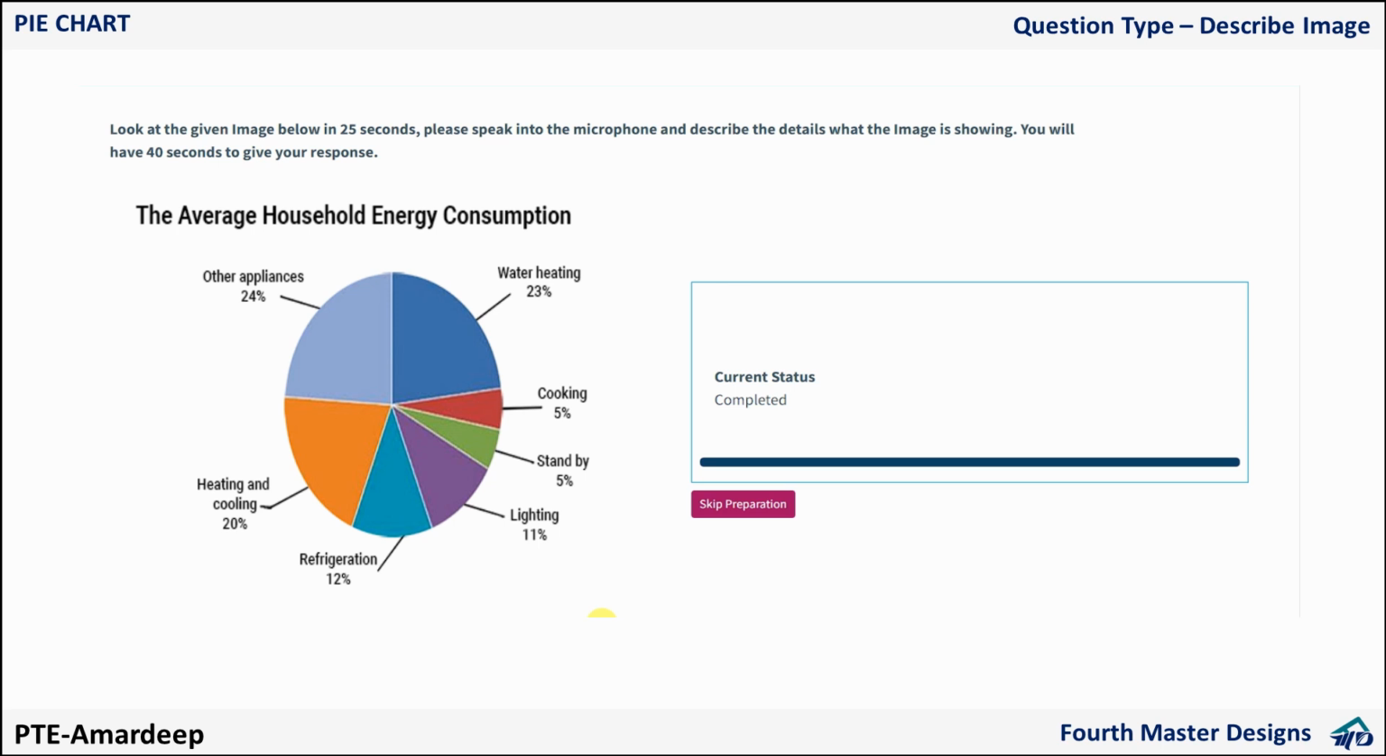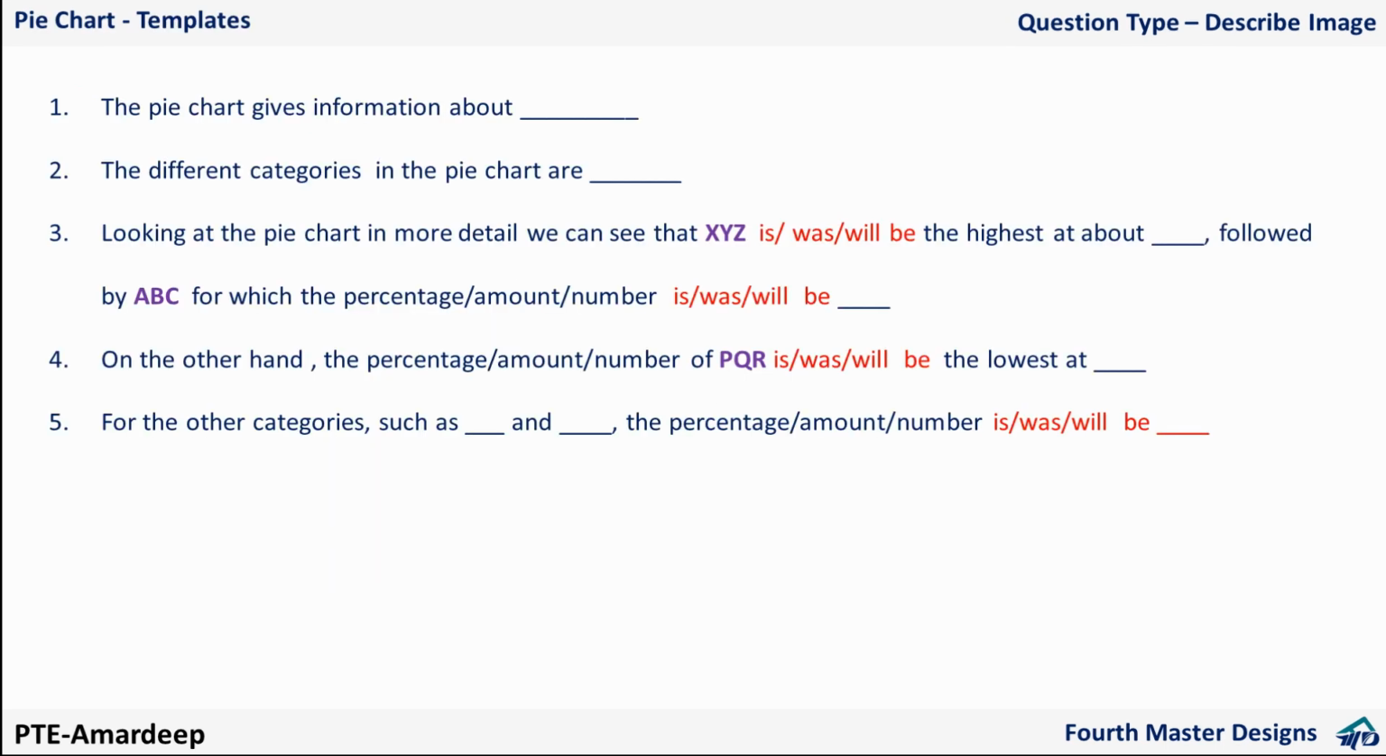Okay, guys. So I am following my template. What is my template? So let's have a look again. This is my template. The pie chart gives information, the different categories, looking at the pie chart on the other hand, and for the other categories. Okay. You will be able to speak for 35 seconds.